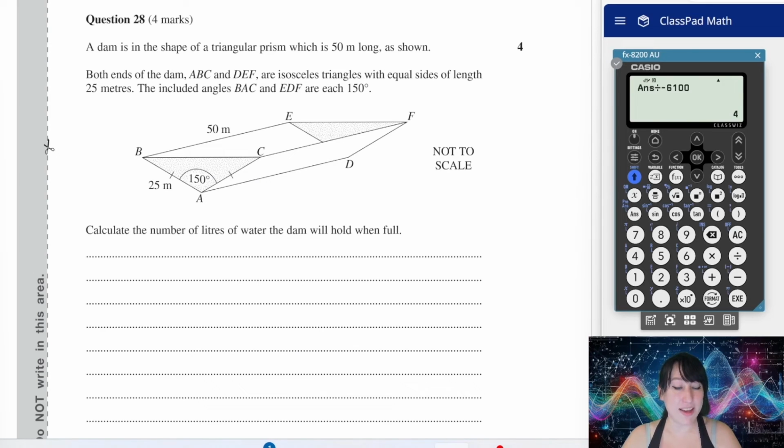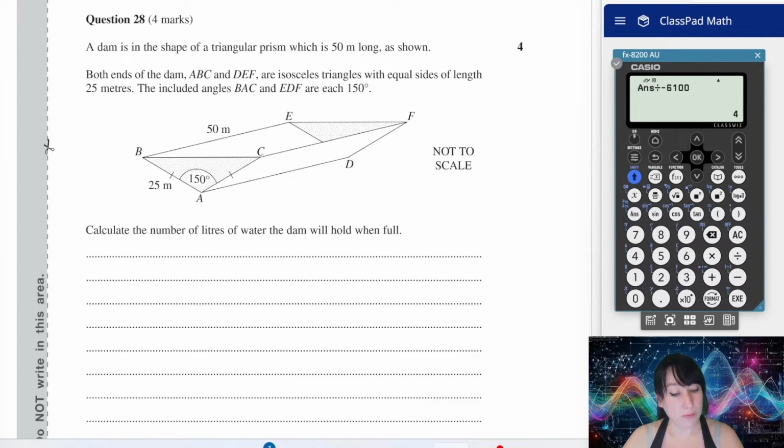Question 28. A dam is in the shape of a triangular prism, which is 50 meters long, as shown. Both ends of the dam, ABC and DEF, are isosceles triangles with equal sides of length 25 meters. The included angles BAC and EDF are each 150 degrees. This is also a 4-mark question, which means it's going to have a bit going on. So, we need to calculate the number of liters of water the dam will hold when full.